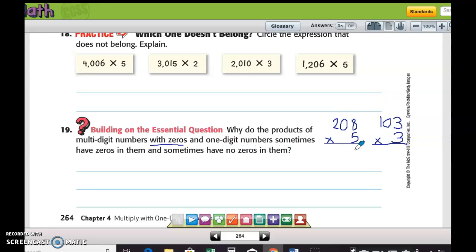So with this example that I've set you up here, this one, when you get to the product, will have a 0 here, and this one is actually going to have a 4 here. So why is it that this one has a 4 in the tens place, and this one, which has a 0, same as this one does, why does this one have the 0 in the answer? What is the reason for that? And that's what you're going to write as your explanation in number 19.